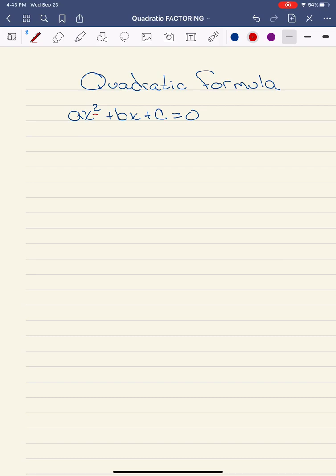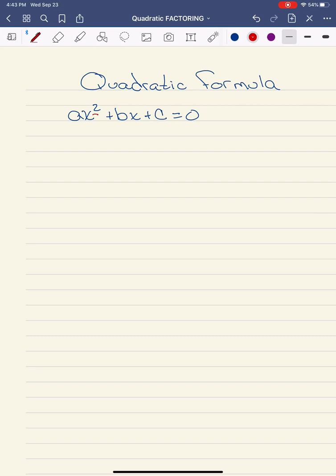Now, the quadratic formula is the simplest and easiest thing to use when you may not want to factor, or it's too messy, or you just don't feel like factoring. Now, factoring may not always be successful. The quadratic formula will always find a solution.